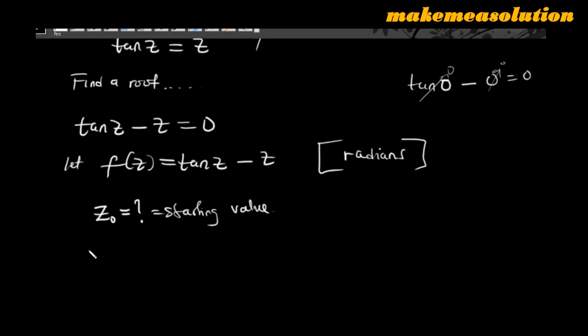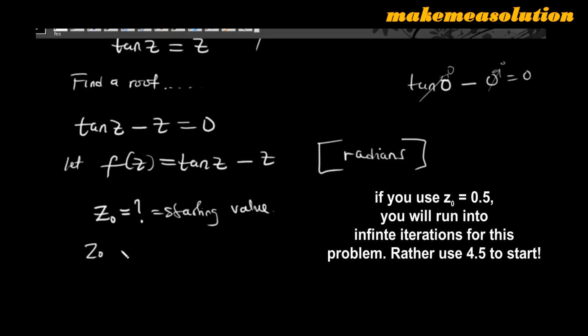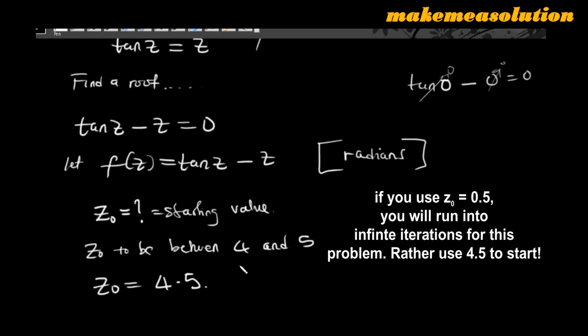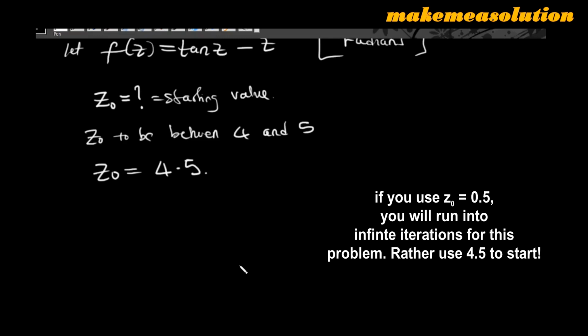Okay, so I'm going to choose z naught to be between 4 and 5. So let's say z naught is 4.5. That's our start value. The start value is very important in any Newton-Raphson iteration. It is very, very critically important.